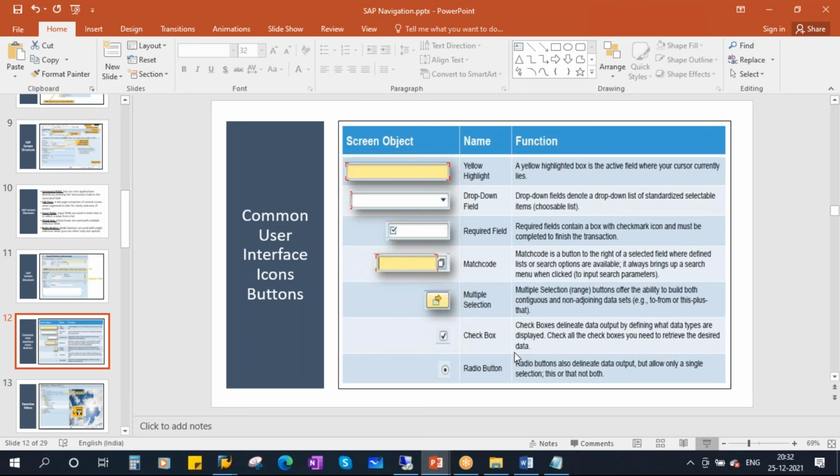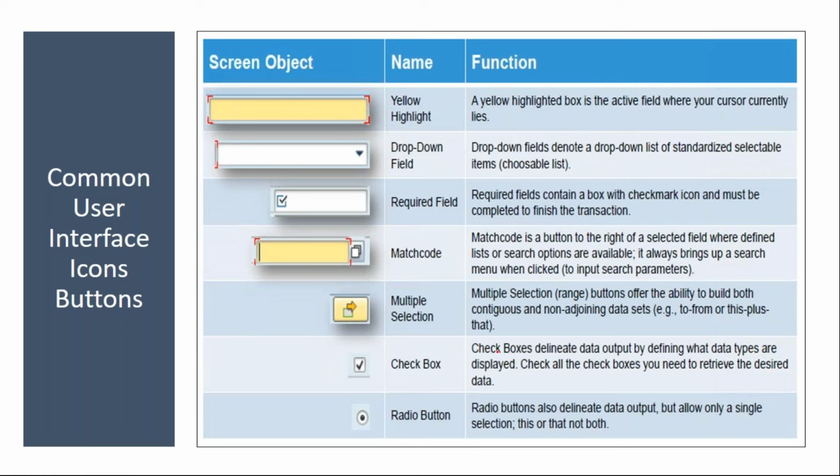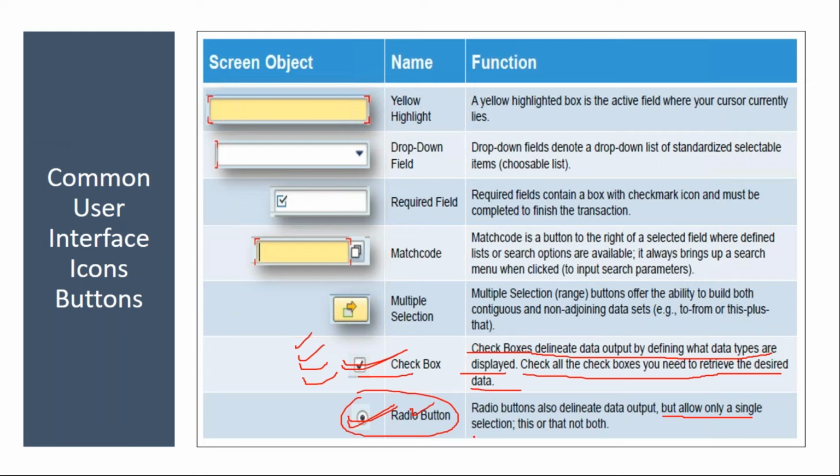Okay, now the most important thing is checkboxes and radio buttons. When you are working on SAP, for some fields on the screen, you will see sometimes checkboxes and sometimes radio buttons. Checkboxes delineate data output by defining what data types are displayed. Check all the checkboxes you need to retrieve the desired data. So for checkboxes, system will allow you to select more than one option. Whereas radio button allows only a single selection.